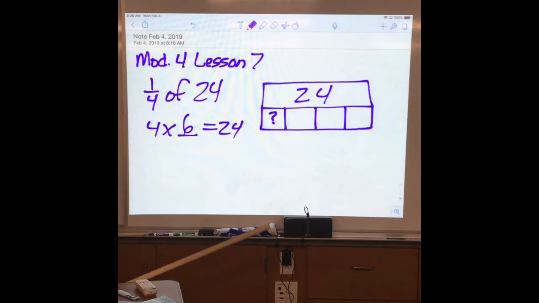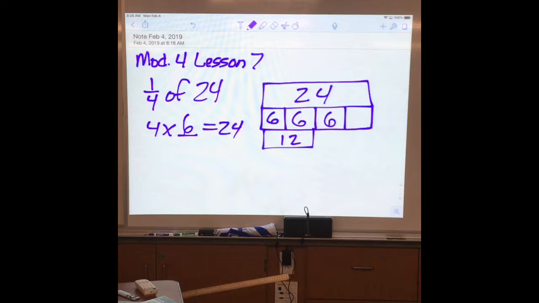So, let's see if we're right, okay? I'm going to take away my question mark. It's 6. This would be 12, right? And this would be 18. And this would be 24, right? So did we get it right? What's 1/4 of 24? 6. That's our answer.